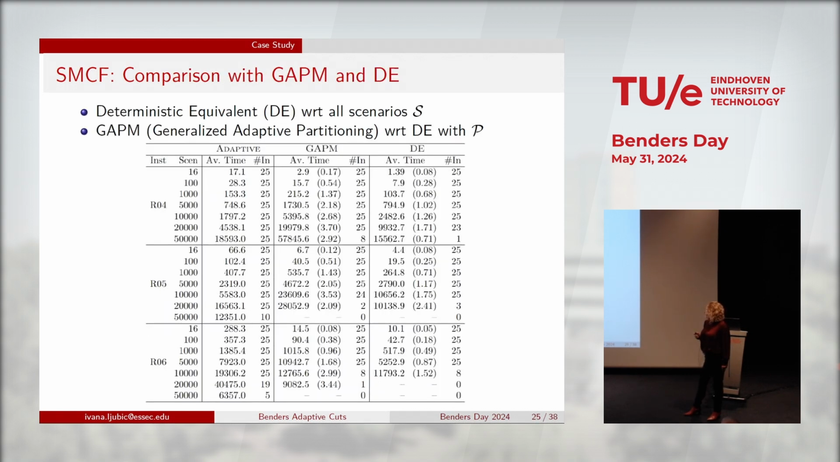Okay, when we compare the deterministic equivalent with the classical generalized adaptive partitioning, which, remember, solves MILP in each iteration, and our Bender's cut. Here you can see, let's just focus on the number of instances solved to optimality. Here you see that adaptive, again, outperforms the standard approach, especially for the cases with the large number of scenarios.